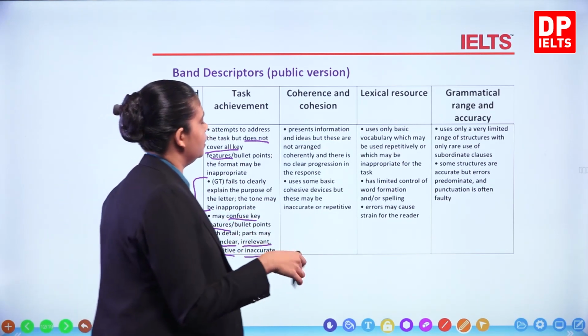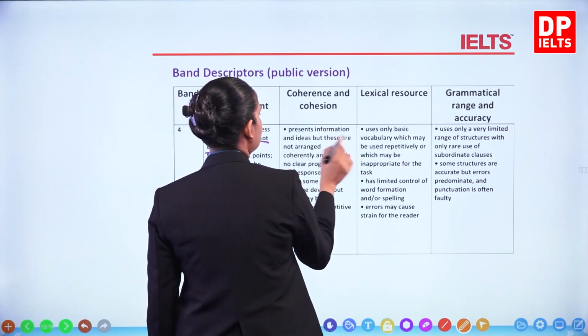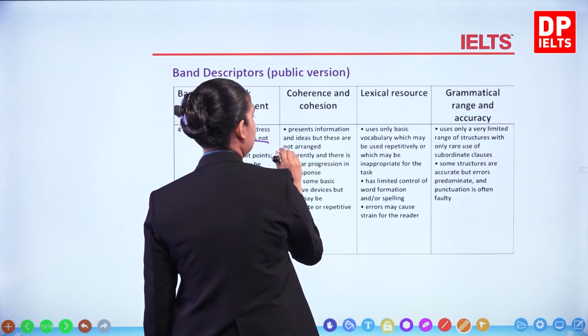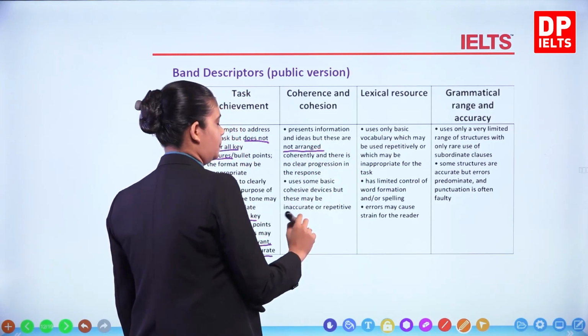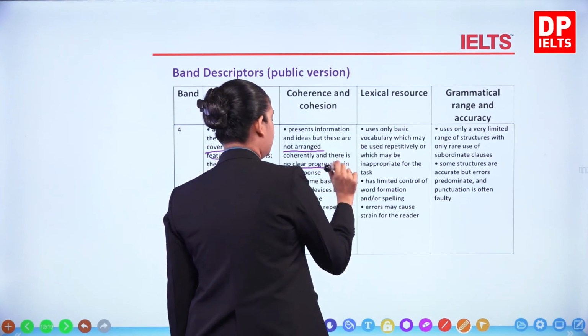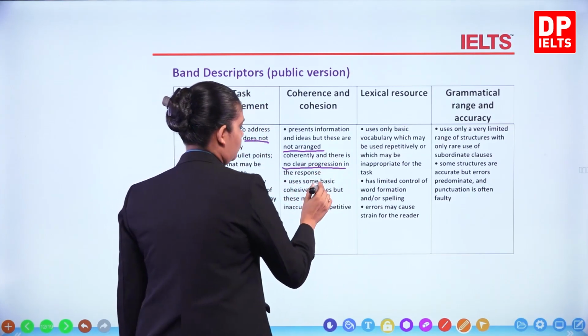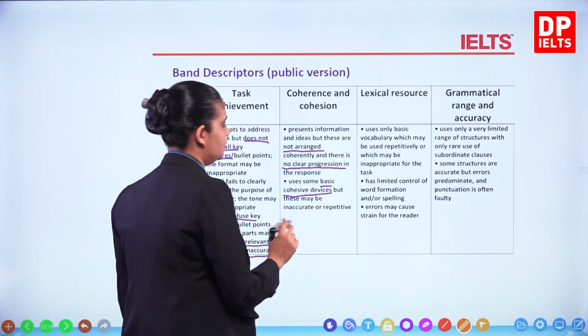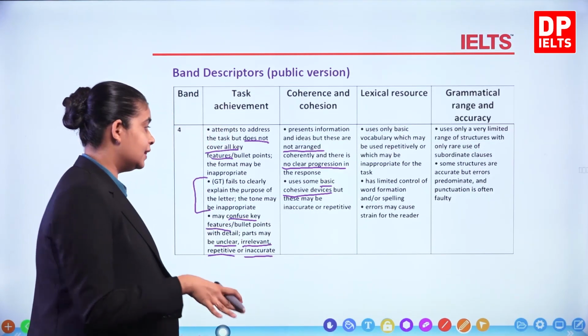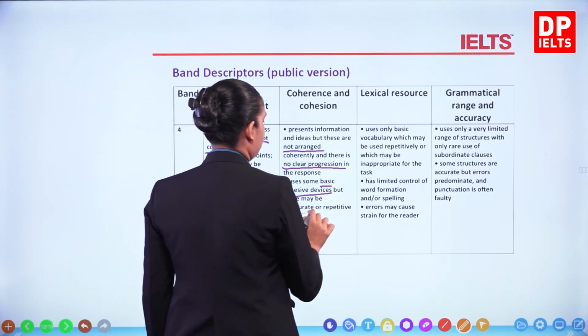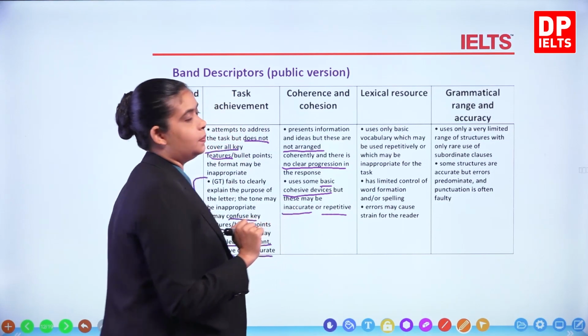When it comes to coherence and cohesion, you present information and ideas, but they are not arranged properly. There is no clear progression and only basic cohesive devices are used, and that also may be inaccurate or repetitive.